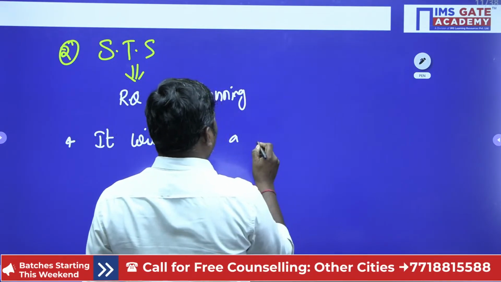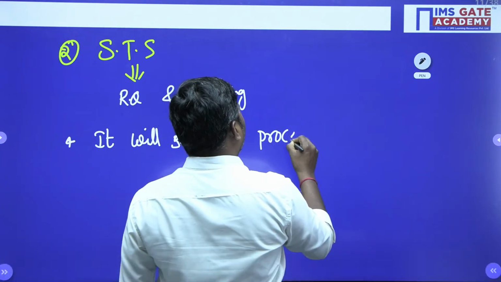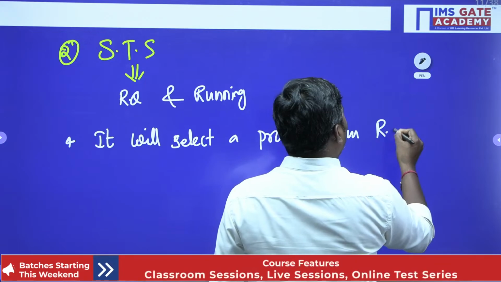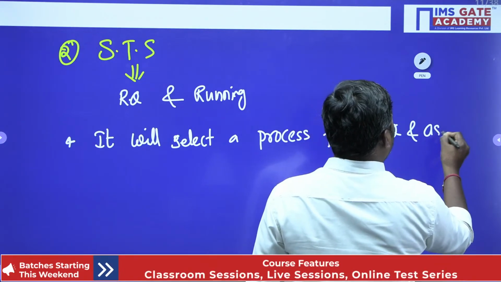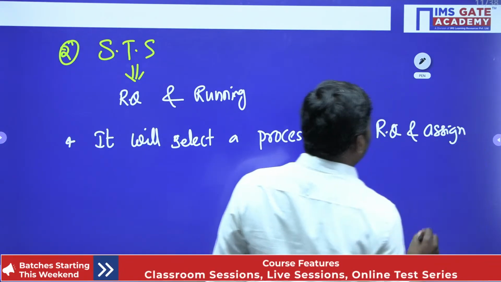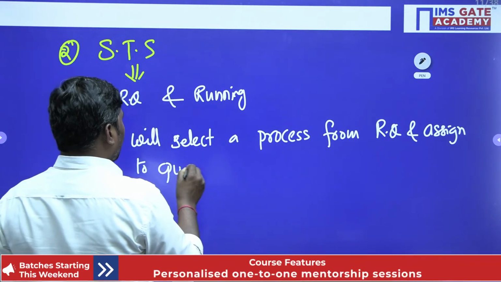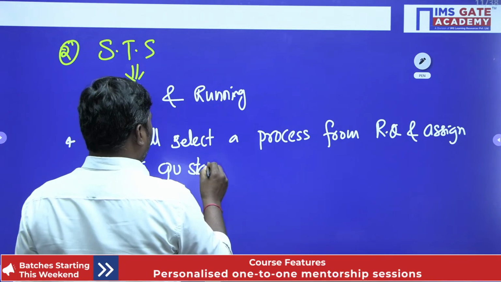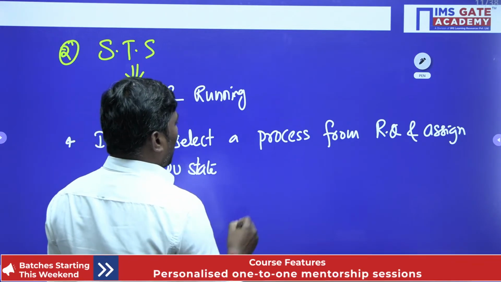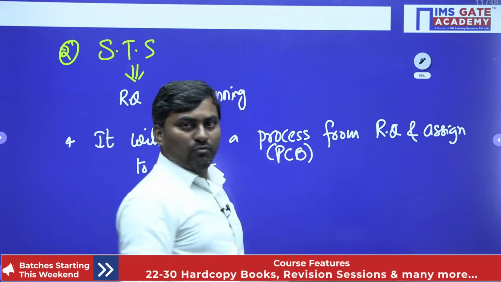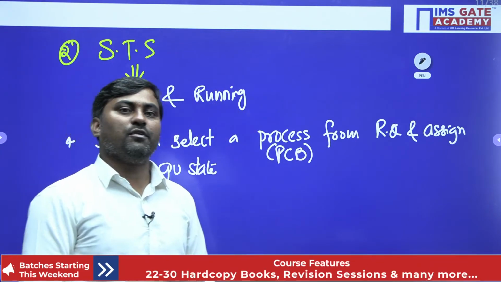from the ready queue and assign it to the CPU state for execution. What is the process we load? PCB only. The PCB of a process from the ready state we are loading into the running state for execution.